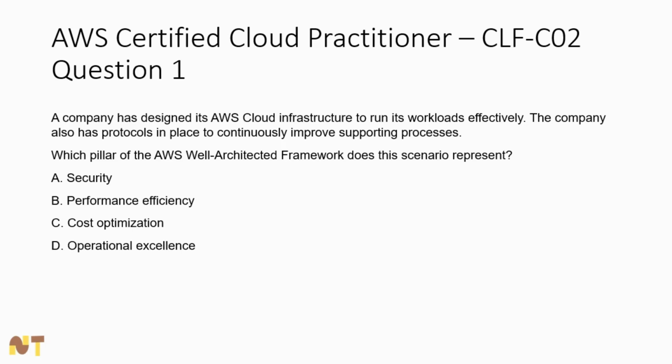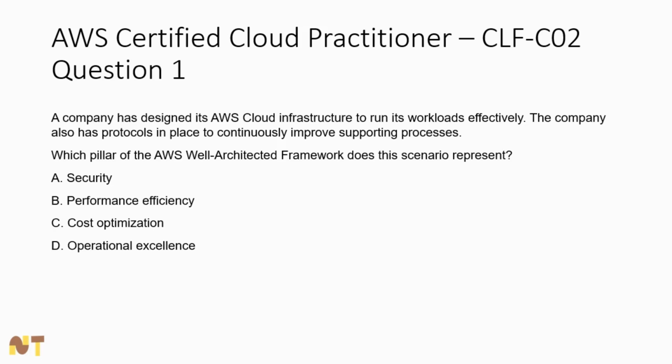A company has designed its AWS cloud infrastructure to run its workload effectively. The company also has protocols in place to continuously improve the supporting processes. Which pillar of AWS well-architected framework does this scenario represent? Options are A. Security, B. Performance efficiency, C. Cost optimization, and D. Operational excellence.